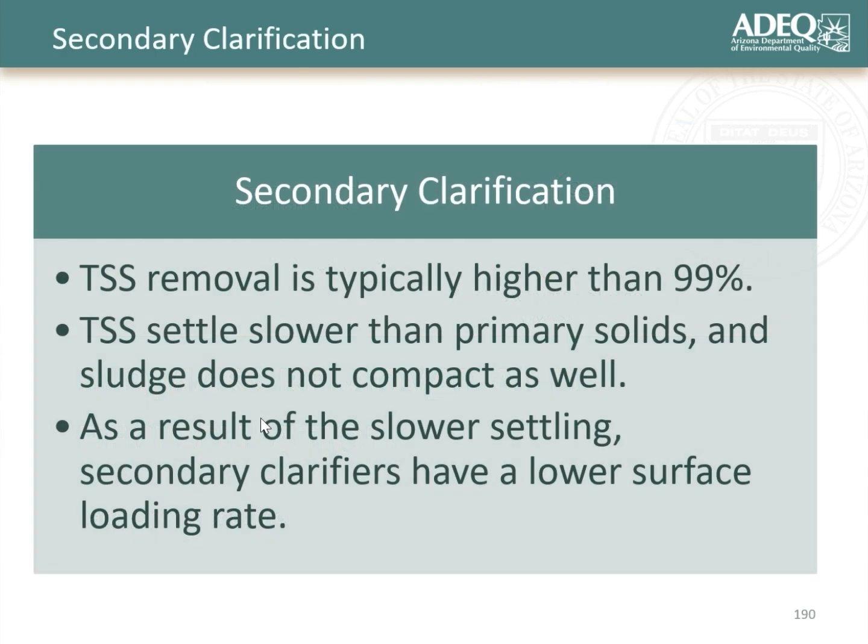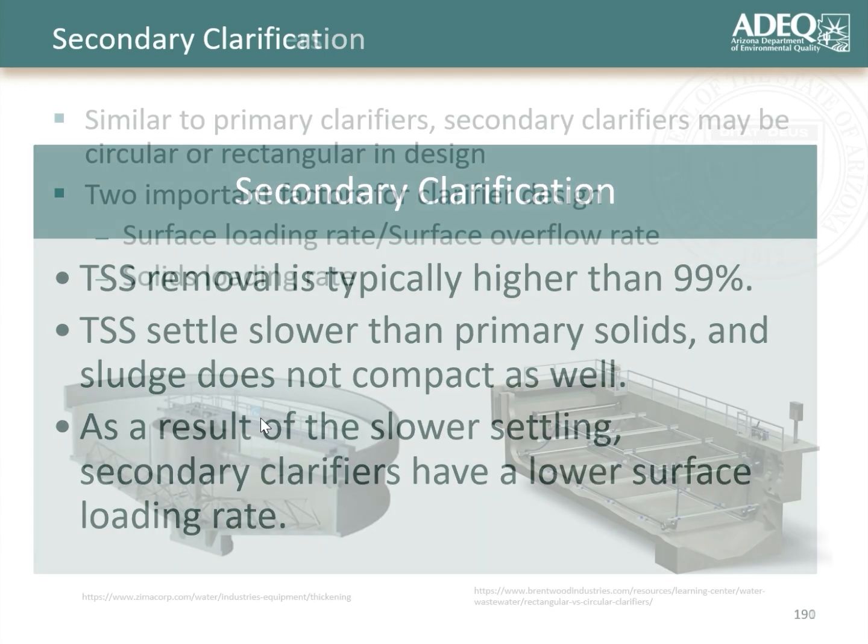So, secondary clarification. This process is slightly different than what you'd have with primary clarification. Typically, your TSS removal is higher, right around 99% removal. The mixed liquor suspended solids will settle slower than primary solids as well, so you do need a larger tank and lower surface loading rates, as we're going to talk about. And then also the sludge is not as compact. So, really tracking how well settling performance is, is important as part of this. And we're going to go more into that in the next few sections.